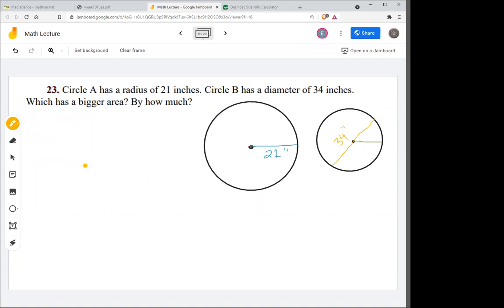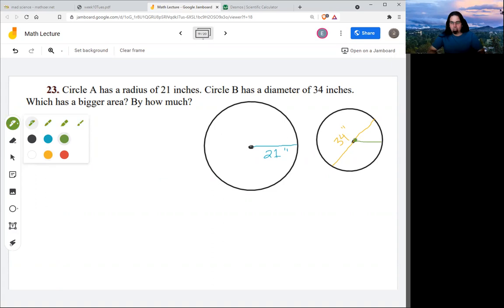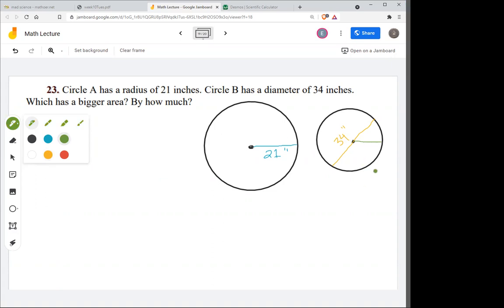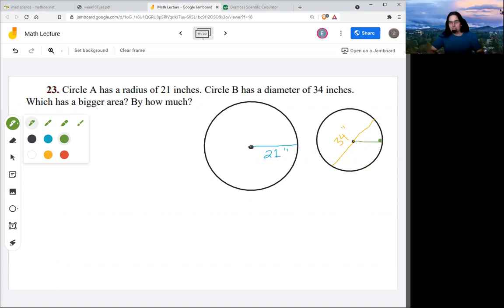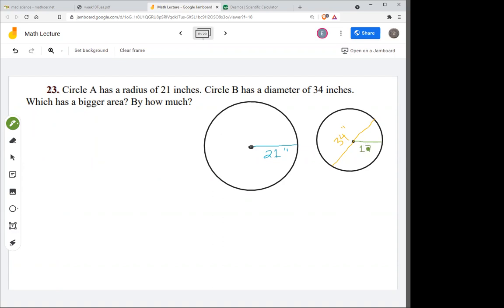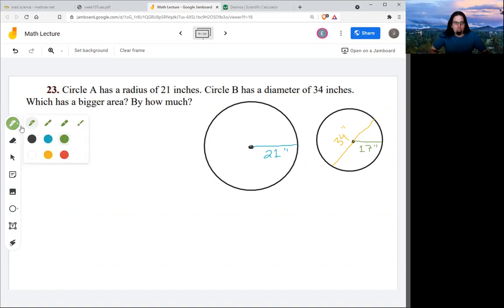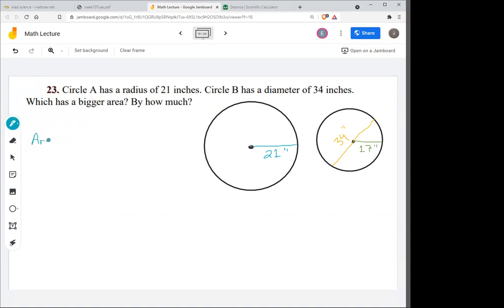So that means that the green number is what? Radius. It is. What is it? 17. Yeah, half of 34 is 17. Okay, so the area of a circle. Pi times radius times radius. Yes.